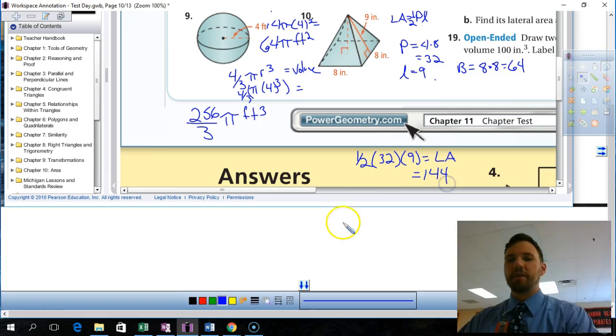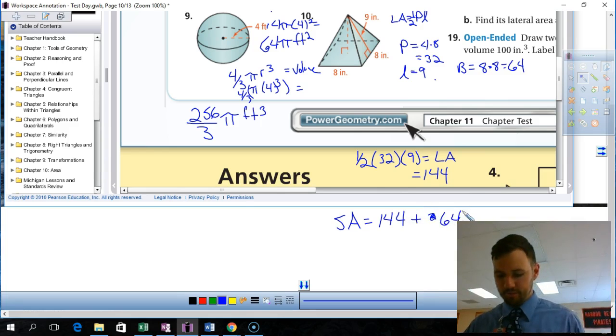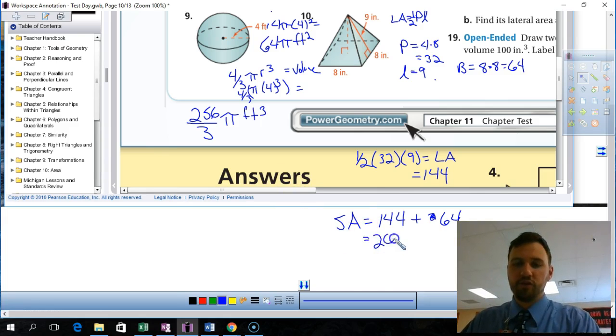So now my surface area is my lateral area plus my area, my base, which we said before was 64. Why am I using a calculator? I'm getting lazy. My surface area is 208 inches squared.